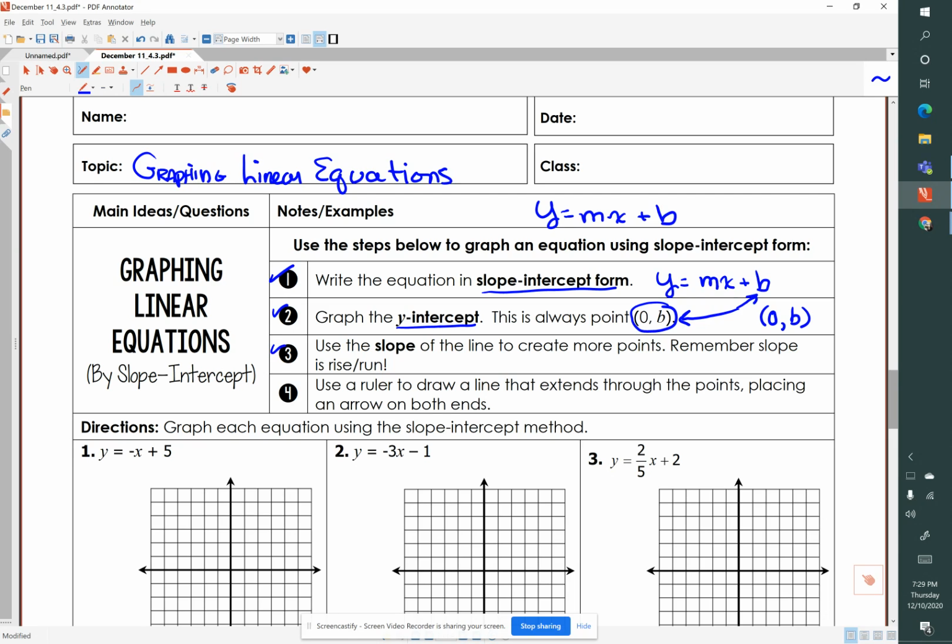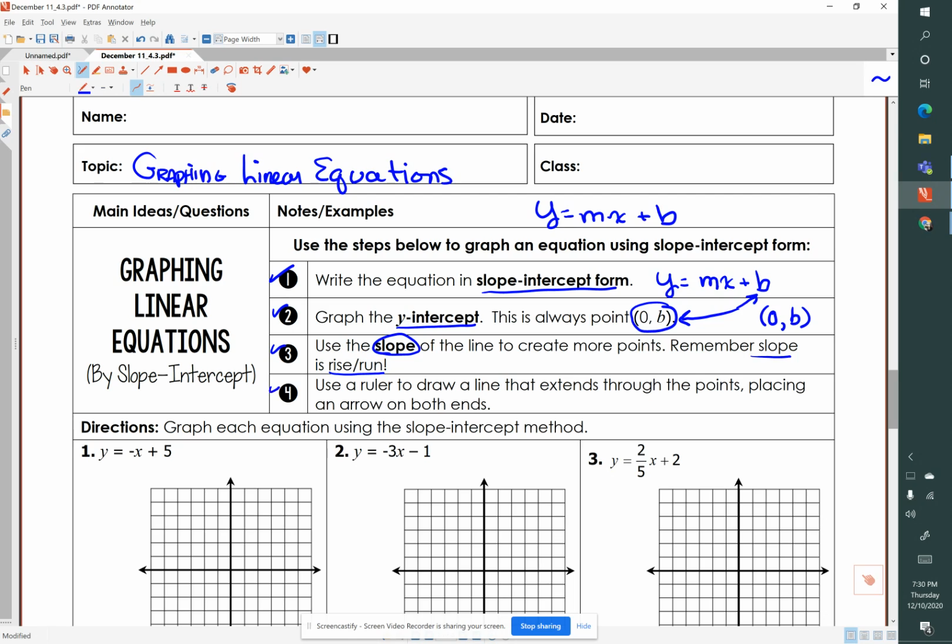The third thing you need to do is use the slope of the line, the m value, to create more points. Now, you're going to create the first point and then you're going to create a second point. And to graph any line, it is a truth that we need 2 points. However, if you want to really double check your work and make sure your graph is correct, you'll do 3 points. I always say do that extra point, and that helps. Now remember, slope is always rise over run, or the relationship between x and y.